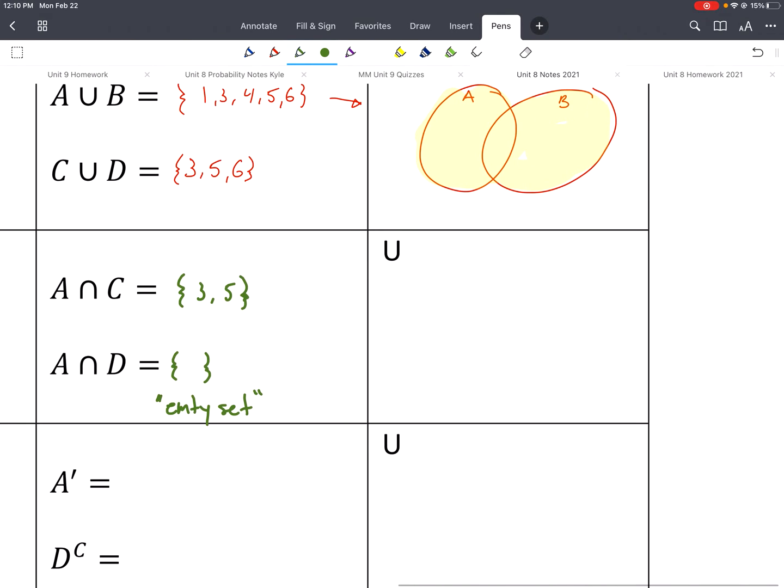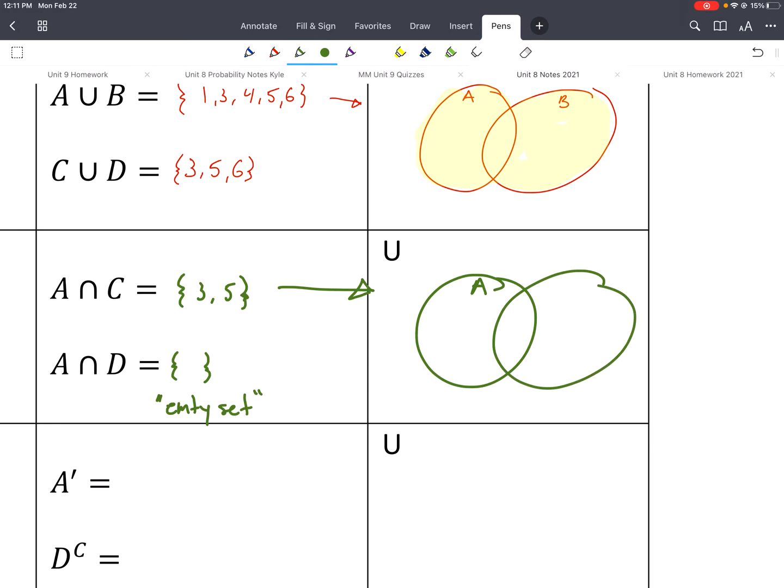All right, if we were to draw a Venn diagram for that, we'll do the first one. If we had A like this, and we had C like this, their intersection would look something like that. That's what they have in common.